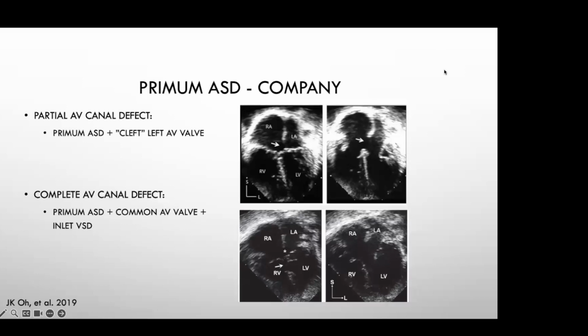And then complete AV canal defects have a primum ASD, a common AV valve, as well as an inlet VSD. Here you can see the complete AV canal defect in systole and in diastole. In diastole, you have the two atria, the two ventricles, and this big hole in between. So you can imagine there's a lot of mixing of blood as it moves between the atria and the ventricles. It could move into both the right and left ventricle, but it could also preferentially go towards the right or the left ventricle, which is what we describe as either a balanced or an unbalanced anatomy.